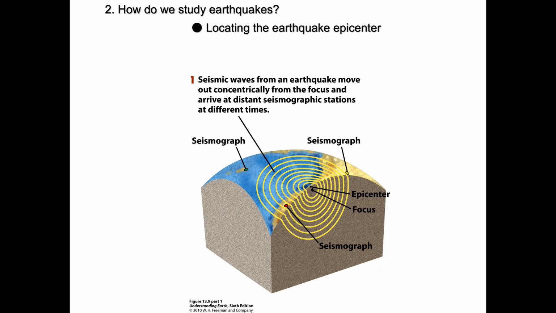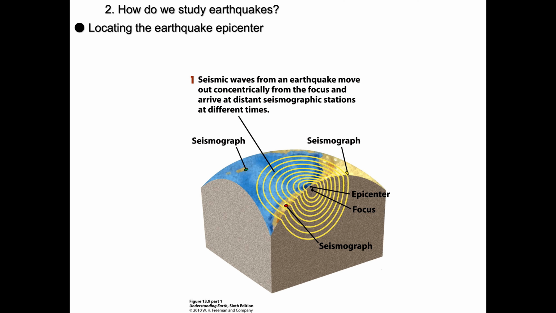So seismic waves are going to be used to locate an epicenter. An epicenter, again, means on top of the center, or on top of the focus in this case. So the focus is where the slippage occurs in the Earth's crust. The epicenter is the point on the surface above that focus.